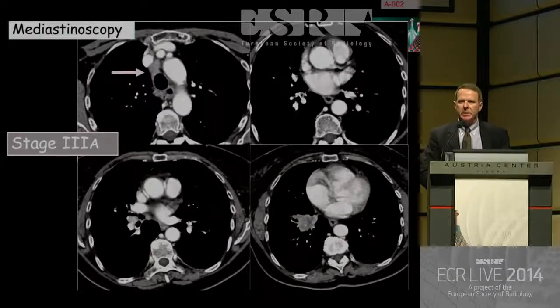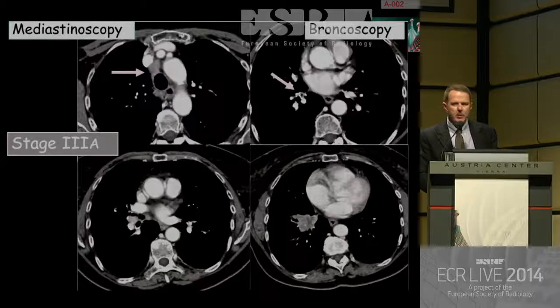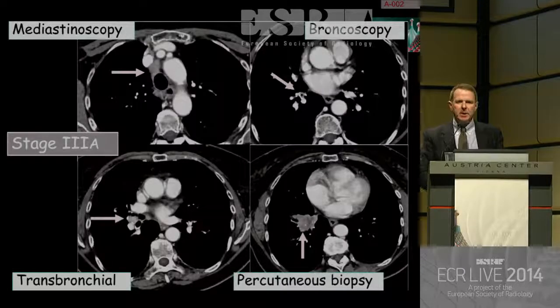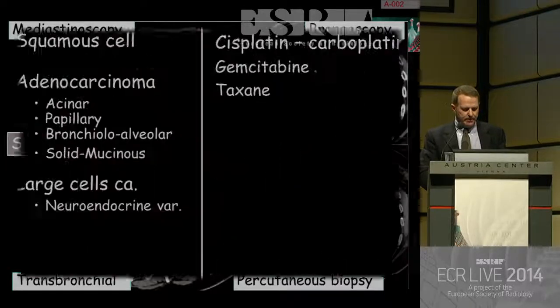We can get it from mediastinoscopy from the lymph nodes, bronchoscopy. We can try to sample the thickening of the lower bronchus, transbronchial biopsy, or percutaneous biopsy. So there are several ways to obtain tissue diagnosis in this kind of patients. And of course, radiology plays a role.